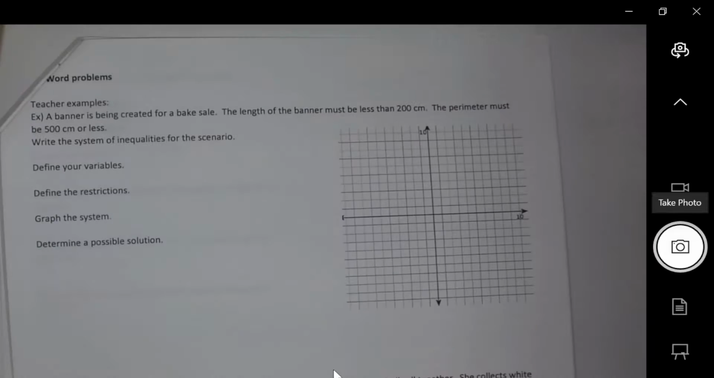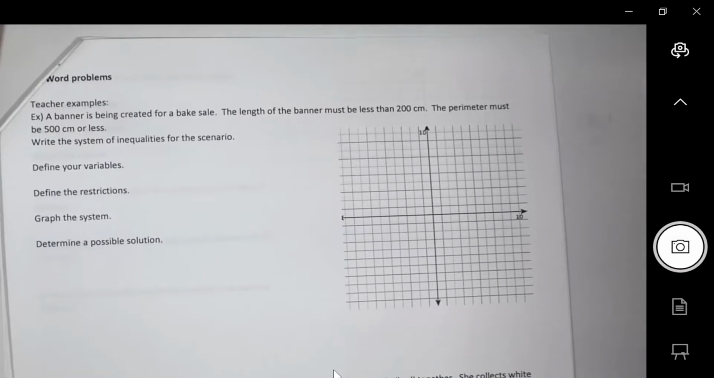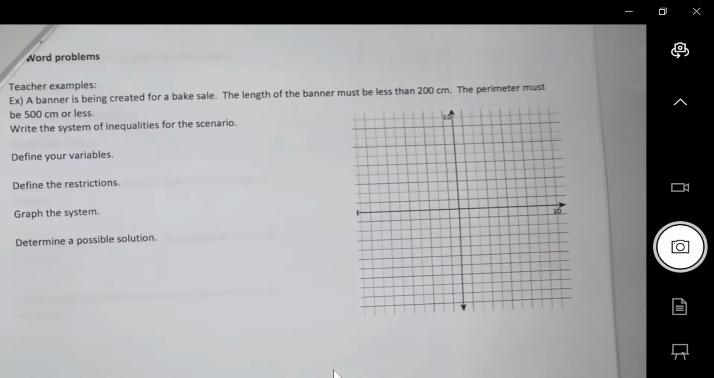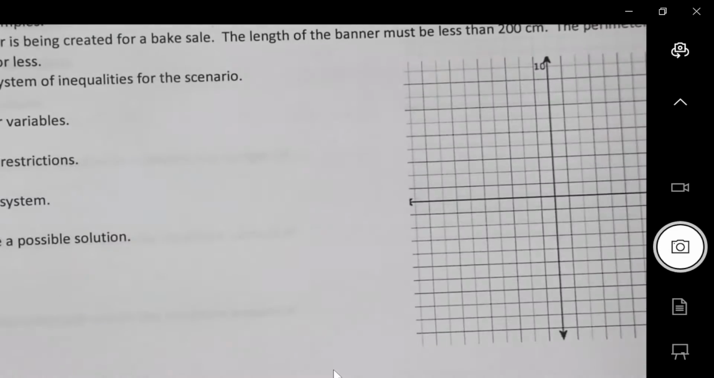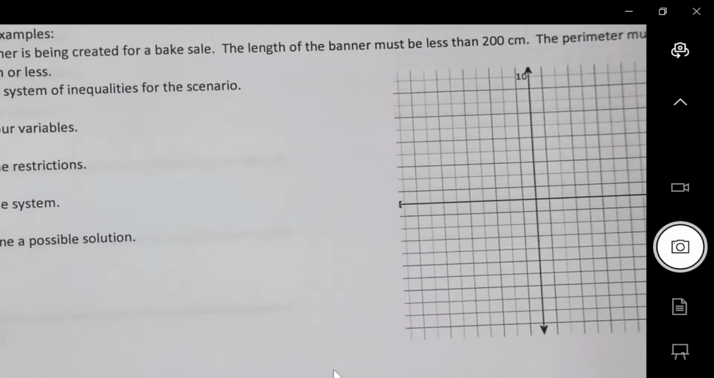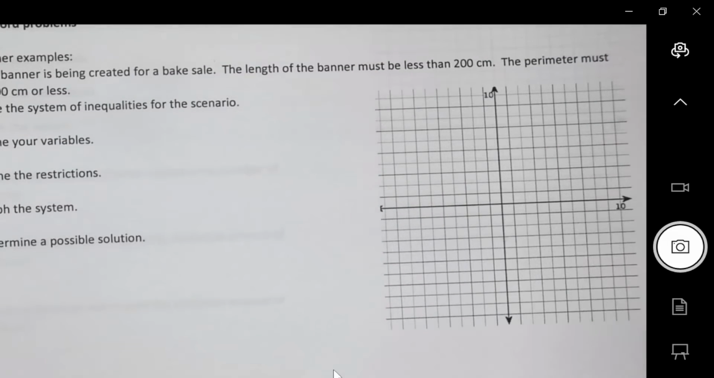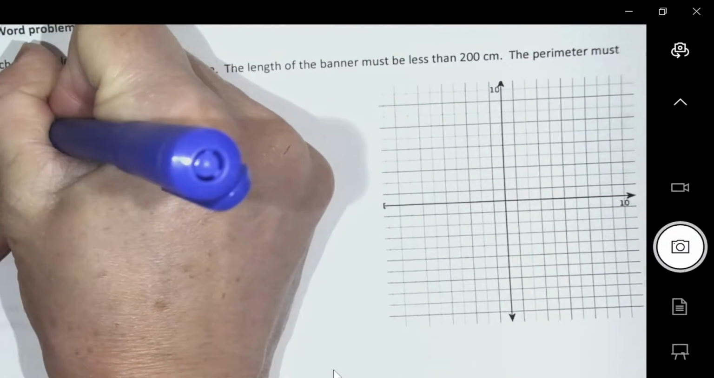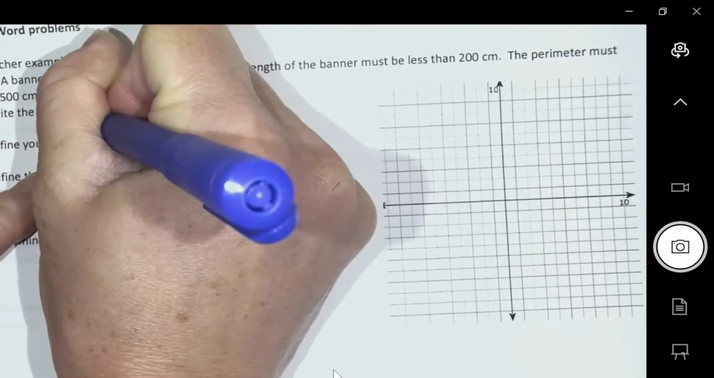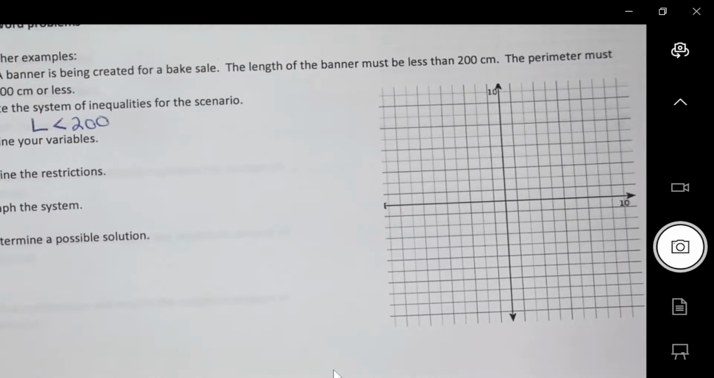Okay, number one, we have a banner being created for a bake sale, and the banner must have this. The length must be less than 200 centimeters. So we have to create an inequality that says that. How do you say the length of a banner must be less than 200 centimeters? So I'm going to go like this. The length must be less than 200. L is less than 200.